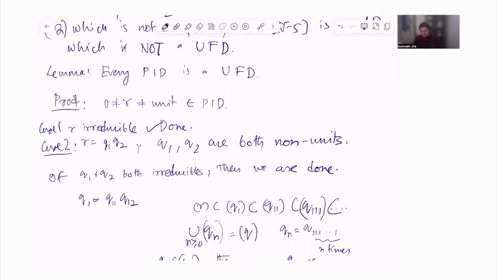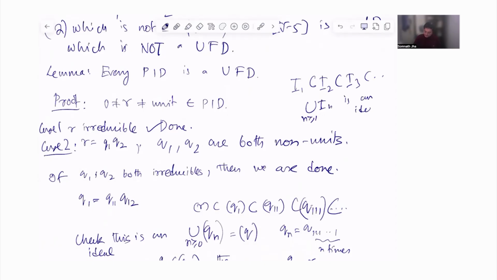So you define, let's say, Qn as Q1_1_1_1 up to n times, and then you define the union of these (Qn). You take the union because this is an increasing chain. You check this is an ideal. So for any increasing chain, if you have I1 contained in I2 contained in I3 and like that, then the union of In, n greater or equal to 1, is an ideal. In general, a union of ideals need not be an ideal, but this is an ideal, because if x and y belong here, then R1x plus R2y also belongs here for all R1, R2.